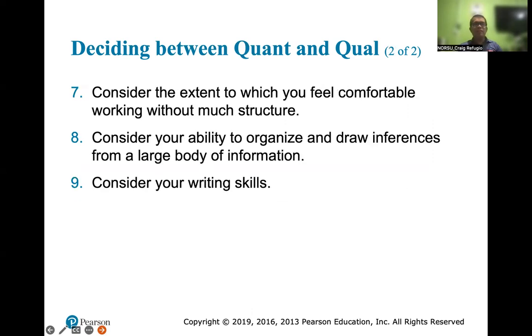Then number seven, consider the extent to which you feel comfortable working without much structure. Consider your ability to organize and draw inferences from a large body of information. That means you're going to make use of hypothesis testing if it is quantitative, and then you have to organize that, meaning present it in tables, charts, graphs. Then you're going to apply different descriptive statistics.